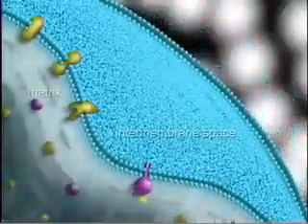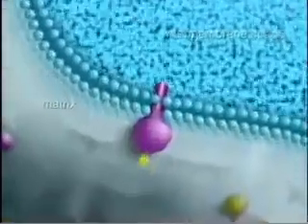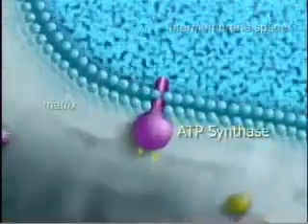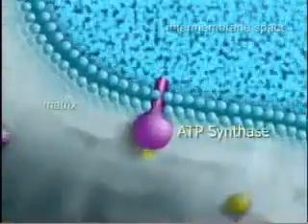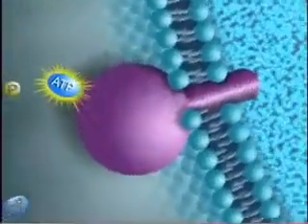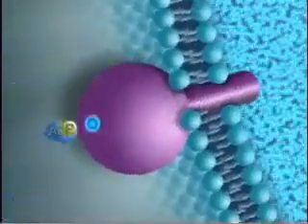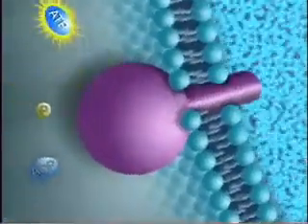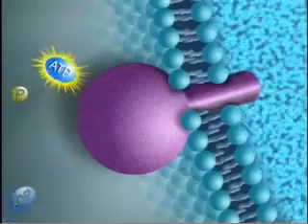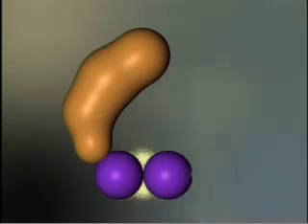The folded inner membrane is studded with enzymes. These enzymes, ATP synthase, offer an opening through which hydrogen ions can escape. As they exit through ATP synthase, they generate the energy required to bond the terminal phosphate onto ADP, converting it to ATP.